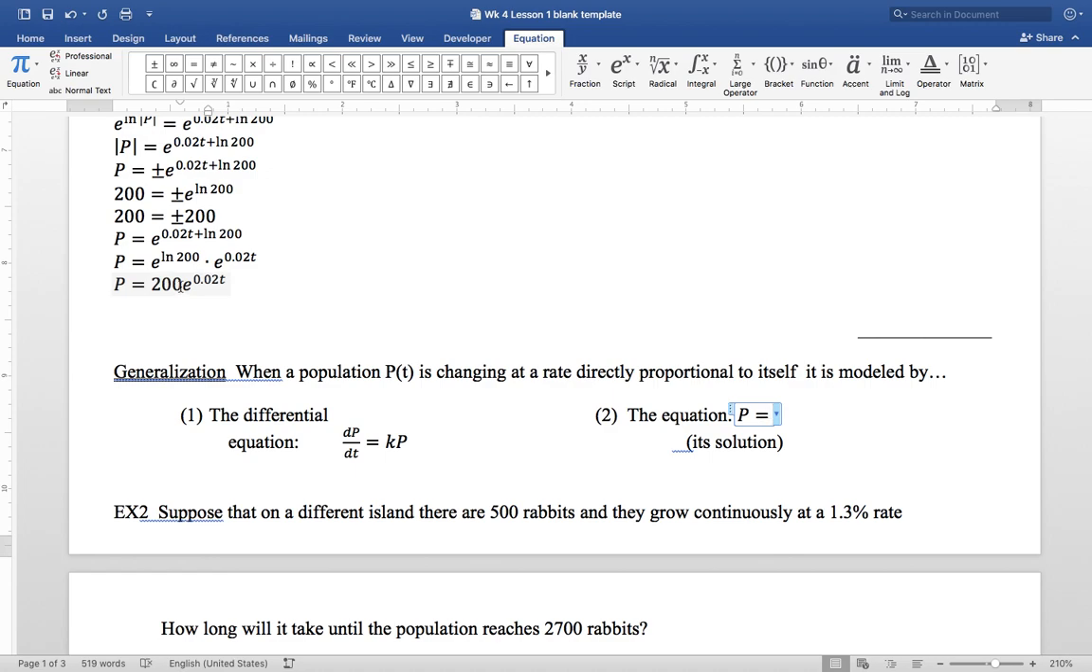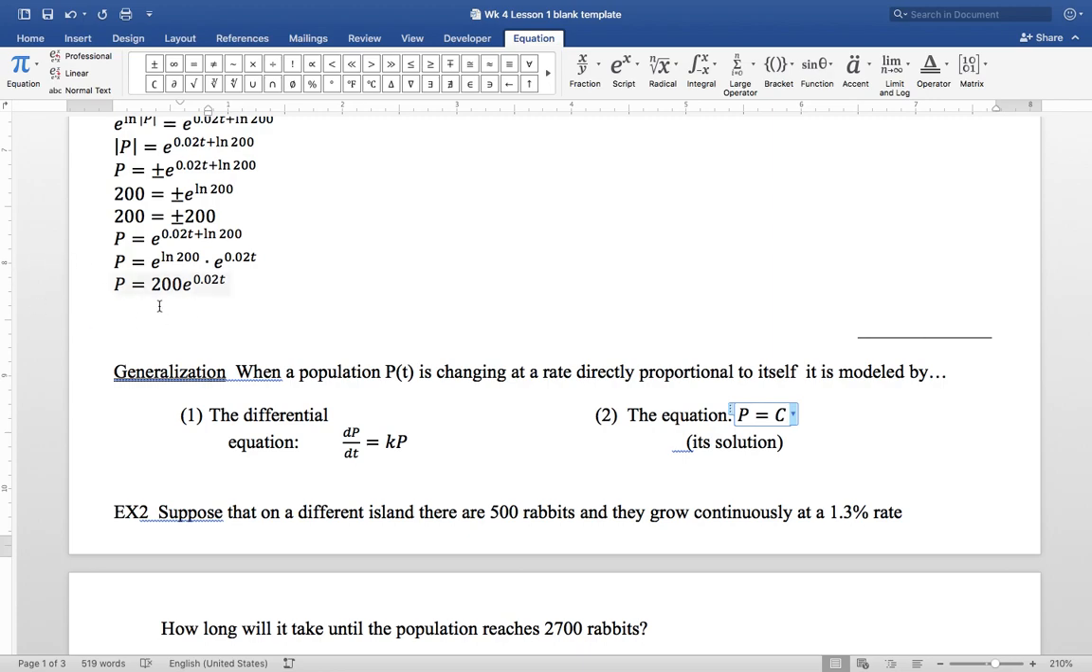It was the population at time t equals 0. So you can call this whatever you want. Maybe you want to call it c or something, but just understand that the coefficient that appears in the solution will always be the initial population, the population when t is equal to 0.